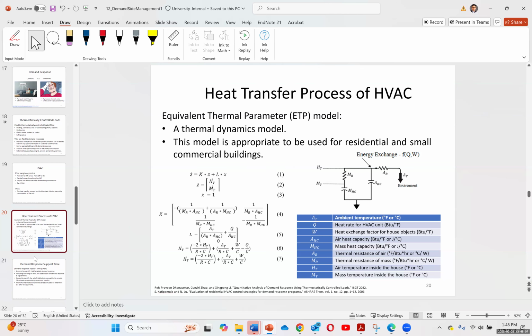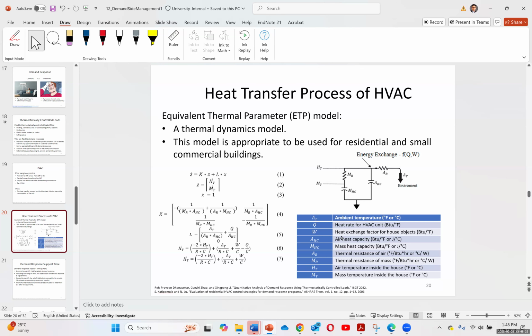So the equivalent thermal parameters, or ETP model, is a thermodynamic model. This model is appropriate to be used for residential and small commercial buildings. And these equations, by the way, you don't need to memorize any of these equations. It's just here for you to know.